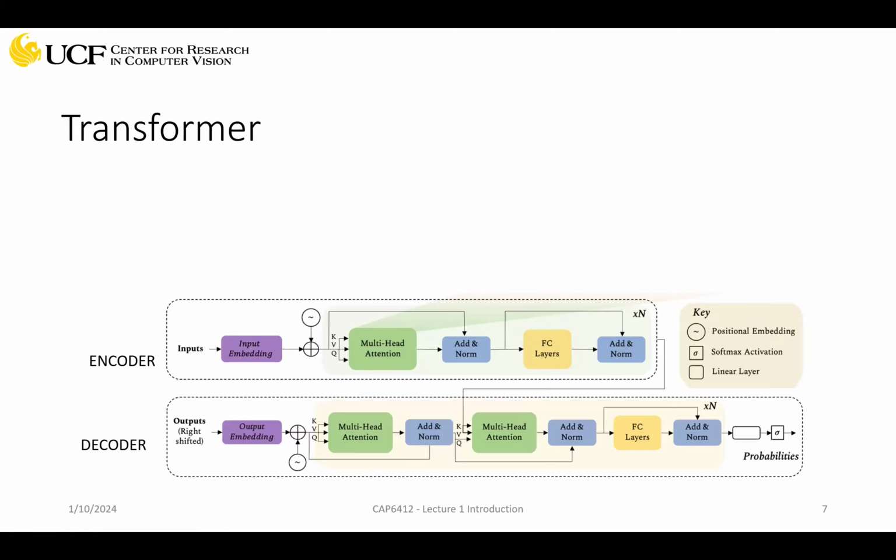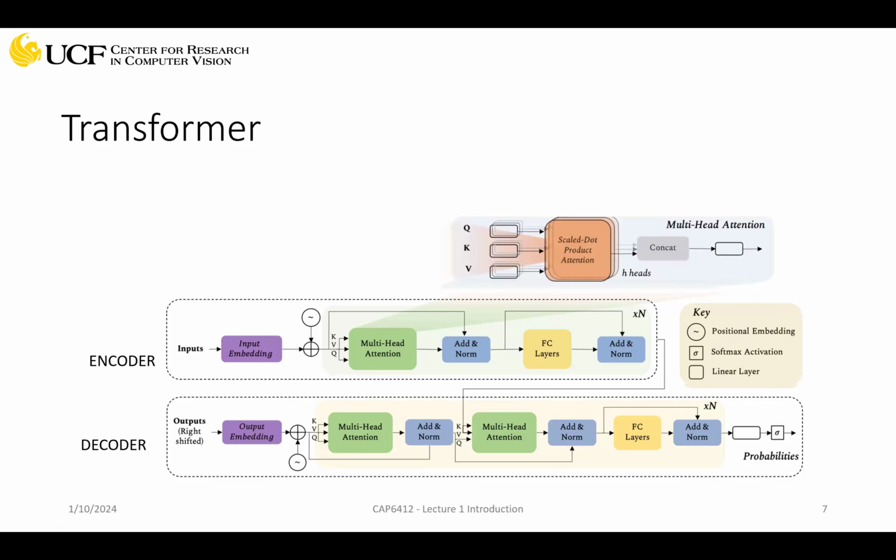Now the decoder is very similar. As you see, there is multi-head self-attention, Add & Norm, multi-head attention, Add & Norm, and fully connected layers, Add & Norm, and then we have the output probabilities. And this one is the softmax. So now we'll go into a little more detail.